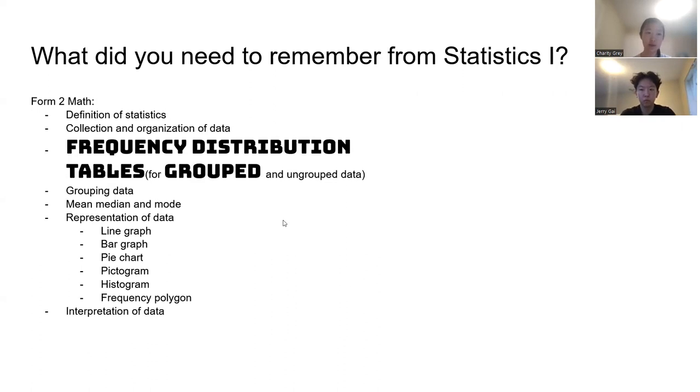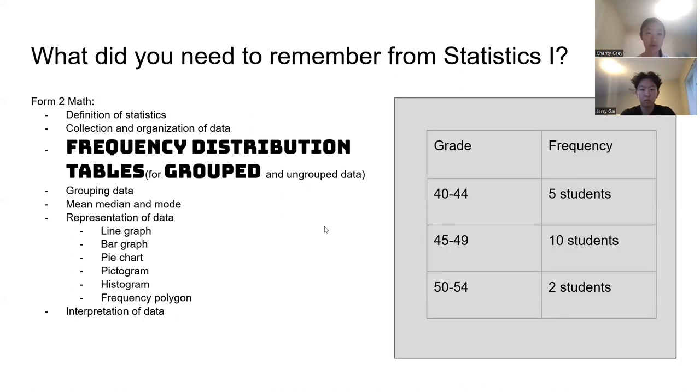The next thing you learned in Form 2 was frequency distribution tables. So first, we're going to look at grouped frequency distribution tables. In this table, we have grade as a column, and we also have frequency as a column. The grades have been grouped into buckets. The first bucket is a grade from 40 to 44, the second bucket is 45 to 49, and the third one is 50 to 54. Each of these buckets has a frequency, the number of students who have grades in that bucket.